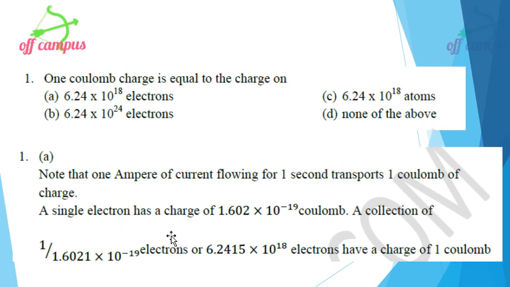Then a single electron, what is the single electron charge? Charge of an electron is equal to, we know that, 1.602 into 10 power minus 19 coulomb. A collection of 1 divided by 1.602 into 10 power minus 19 electrons, we will get 6.2415 into 10 power 18 electrons have a charge of 1 coulomb. So, 1 by the charge of an electron, we will get 1 coulomb charge equal to 6.24 into 10 power 18 electrons. For question number 1, option A is the right option.